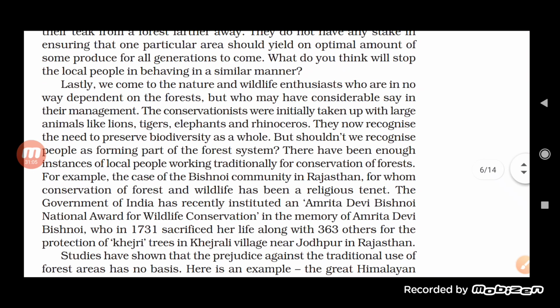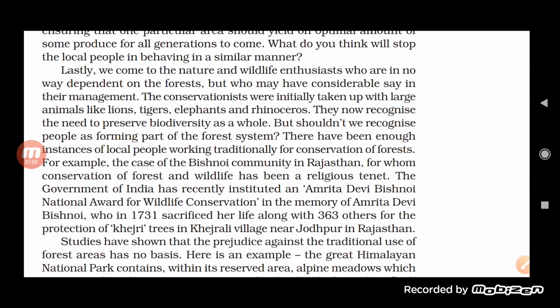Then the last one is the enthusiast or the activist. There are certain people who are not dependent on the forest. They do not need anything from the forest in any way, but they want the forest and the wildlife to be conserved to prevent any kind of damage to the environment. They want the forest to remain in its original condition so that it will not get damaged by anyone. So they started by working for the conservation of wild animals like tigers, lions, elephants and the rhinoceros. But they now recognize that preserving the forest is really important, not only the animals.